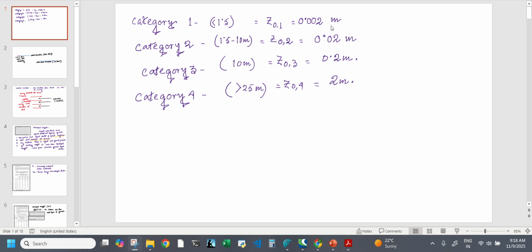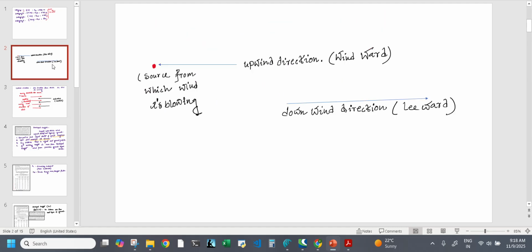In the slides, we have already seen that the aerodynamic roughness coefficient is taken differently for different categories: category 1 is less than 1.5 meter, 1.5 to 10 meter is 0.02, category 3 is 0.2, and category 4 is 0.4. I have listed all these values for calculation. Now let's come to some technical terms which will be required during the design calculations for the wind analysis.